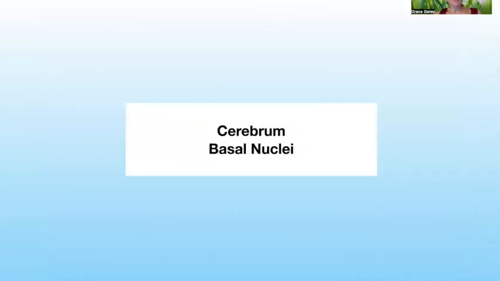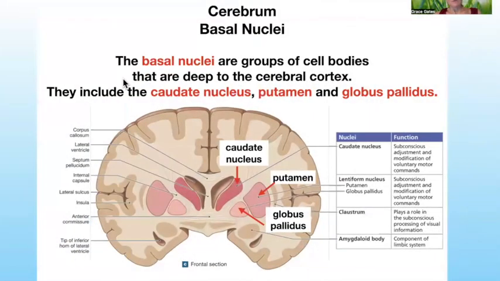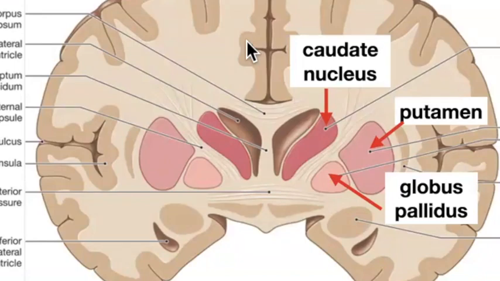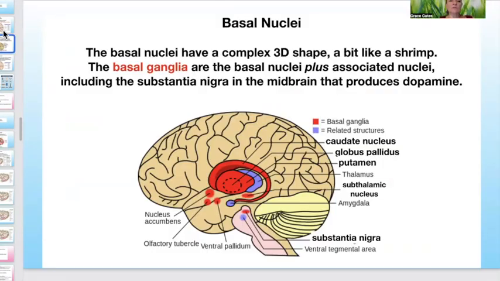Okay, cerebrum, basal nuclei. So the basal nuclei are groups of cell bodies that are deep to the cerebral cortex, and they include the caudate nucleus, putamen, and globus pallidus. That was a coronal view. If we look at a lateral view, we see that the basal nuclei have a complex three-dimensional shape, a bit like a shrimp, for want of a better explanation of the way that they look.